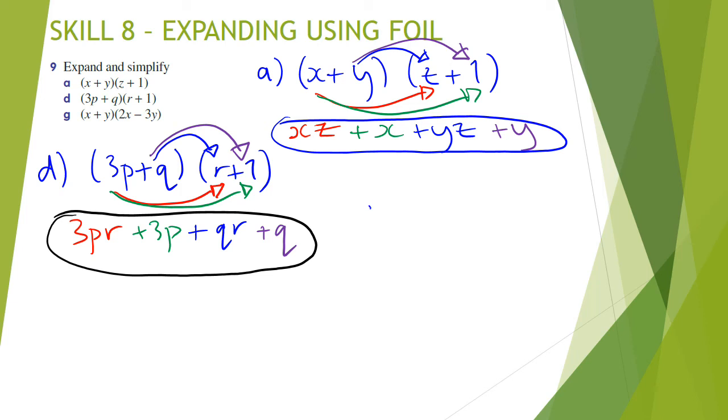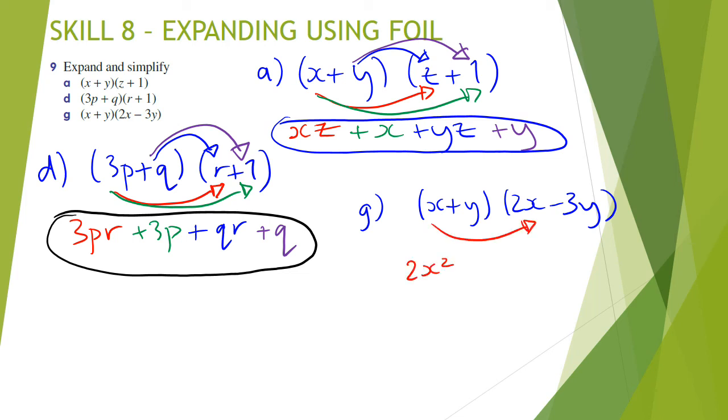The last one, G, is x plus y, 2x take 3y. The first, x times 2x, is 2x squared. The outers, x times negative 3y will give negative 3xy. The inners, y times 2x is positive 2xy. And the last, y times negative 3y is negative 3y squared, because they've both got y in them.